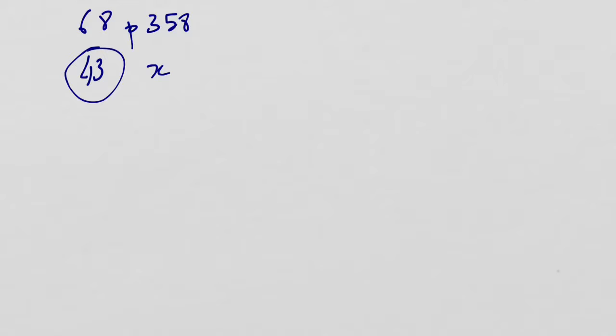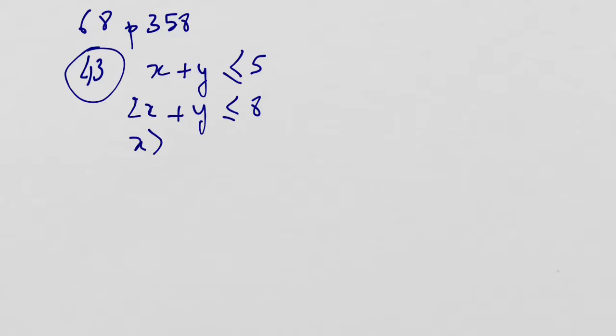We have a system of inequalities: x plus y less than or equal to 5. Then we have 2x plus y less than or equal to 8. We have now x greater than or equal to 0, y greater than or equal to 0, and the constraint p, which is the last equation now, 4x plus 3y.